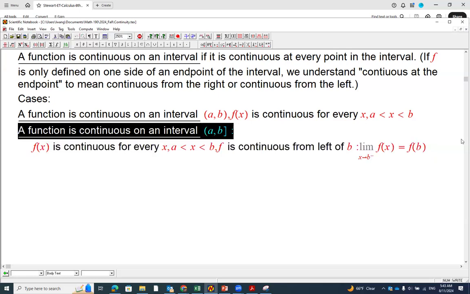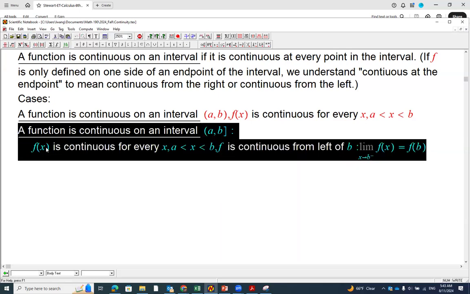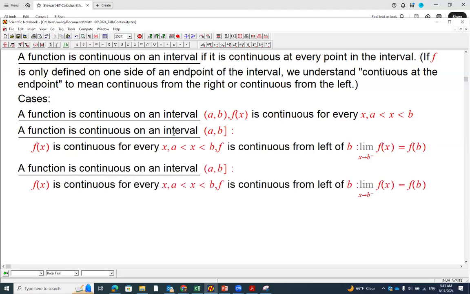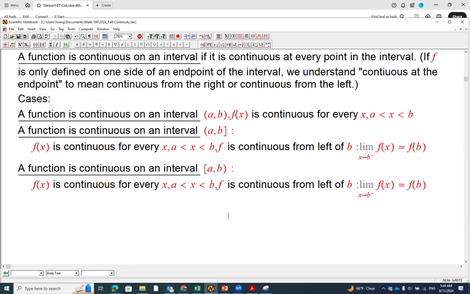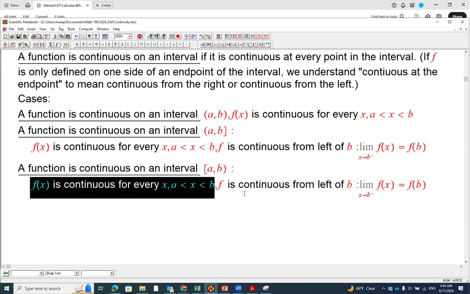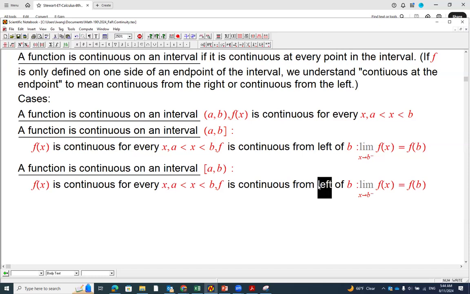And the third case, I'm going to just copy and paste and change a couple of words: continuous on another interval. This time, I'm sure you guessed it, it's half open but open on the other side. So f is continuous for every point inside, and is continuous from the right of a, approaching a from larger than a, and that equals f of a.